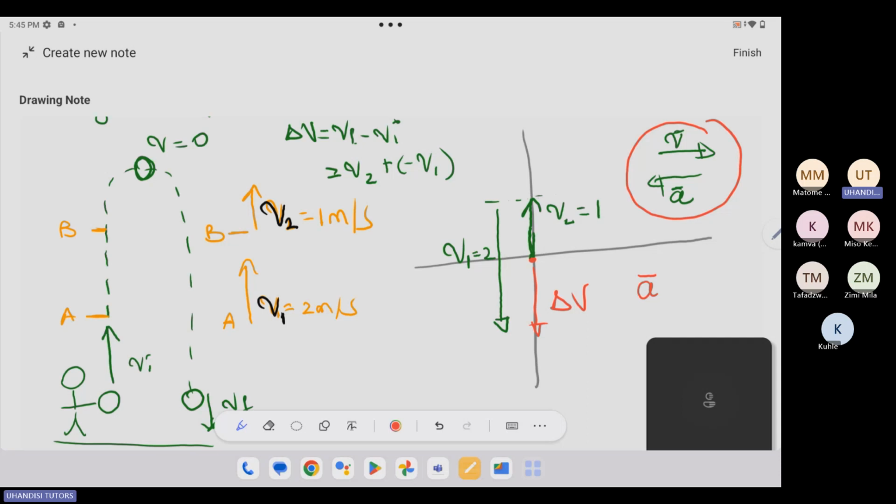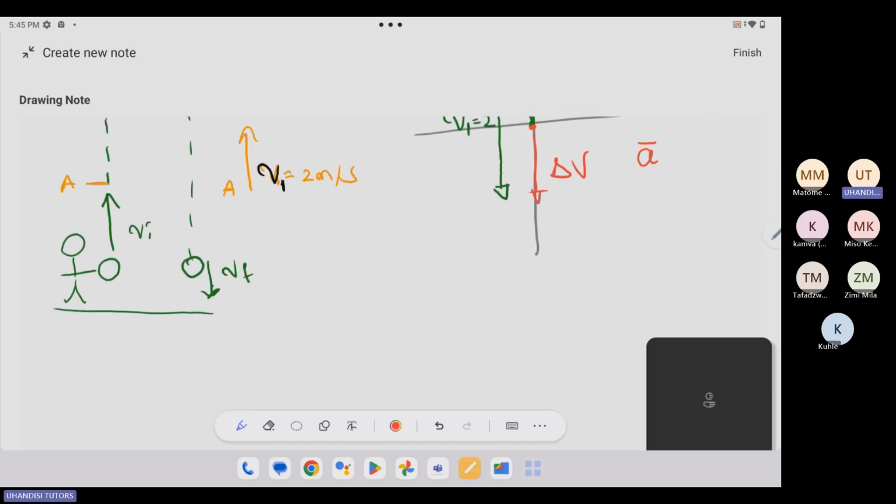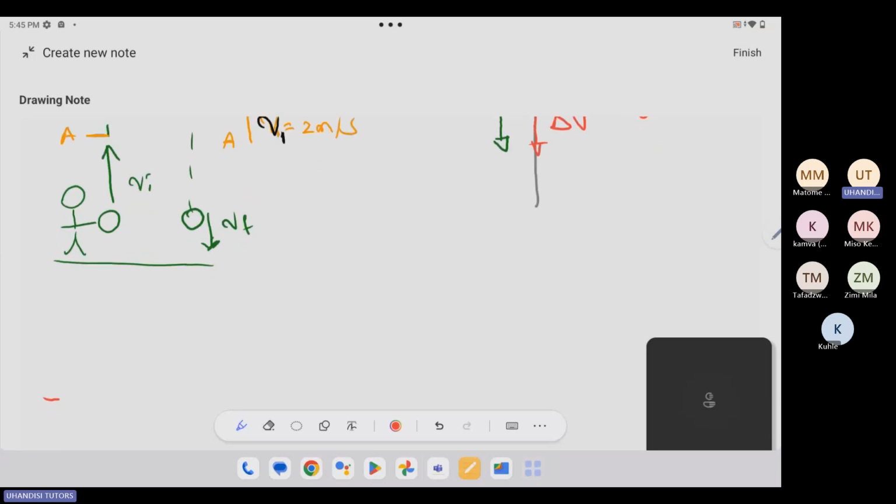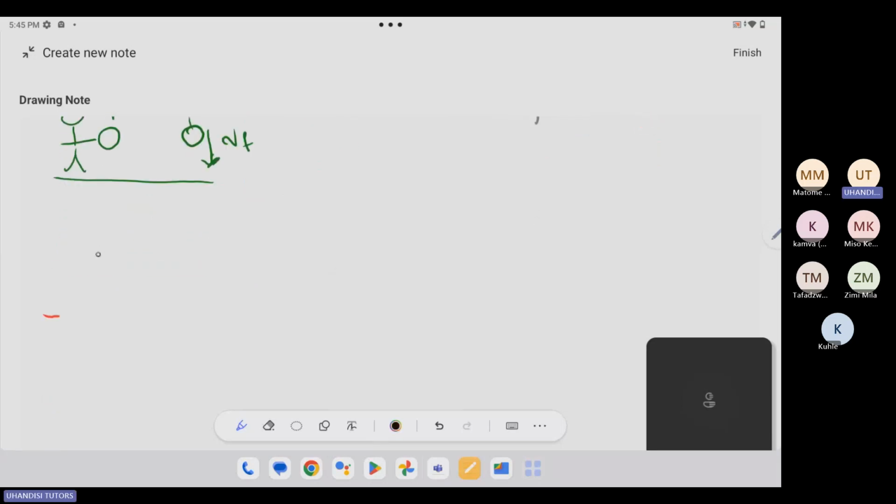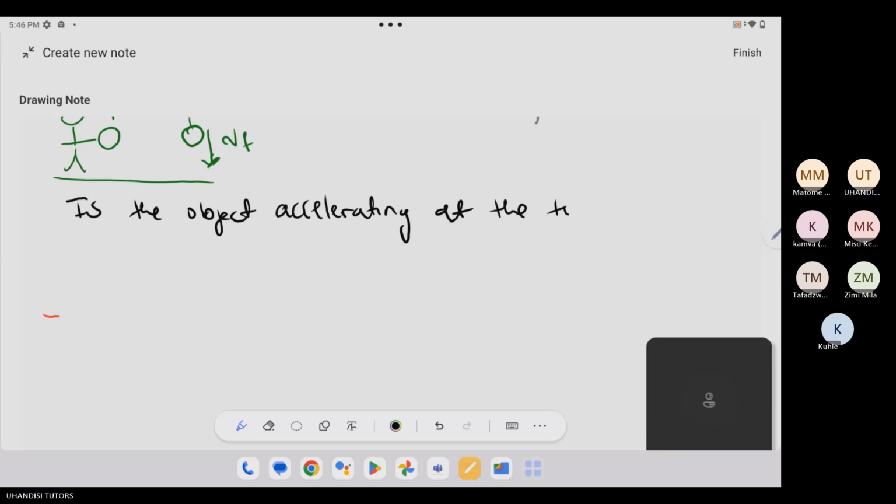Okay, but now when the object is at the turning point, here, is the object accelerating at the turning point? That's the question that we need to answer now. Is the projectile accelerating at the turning point? Anyone? What is the acceleration of the object at the turning point? Is it accelerating or not?